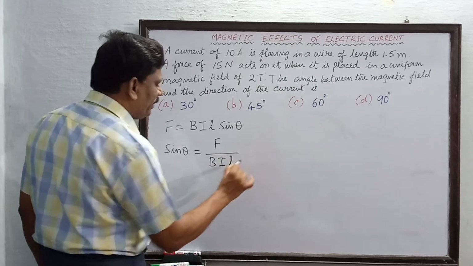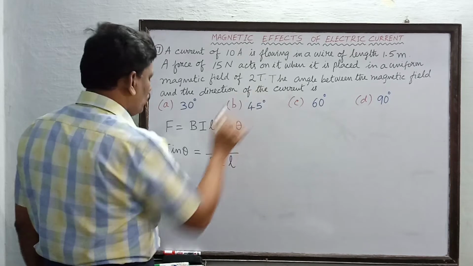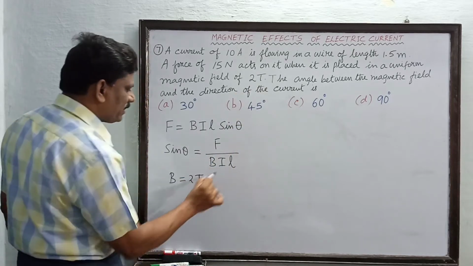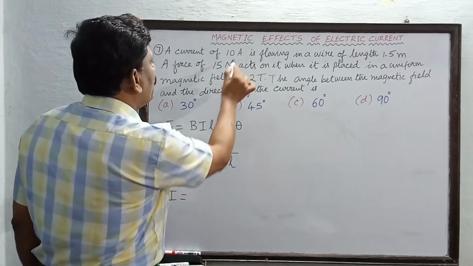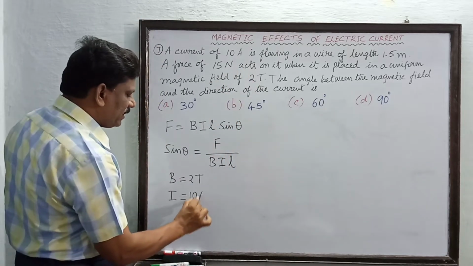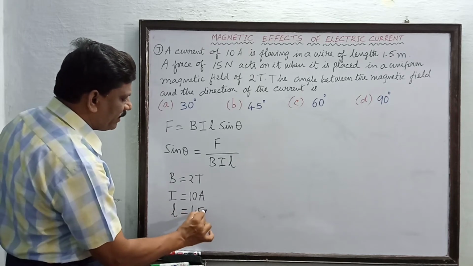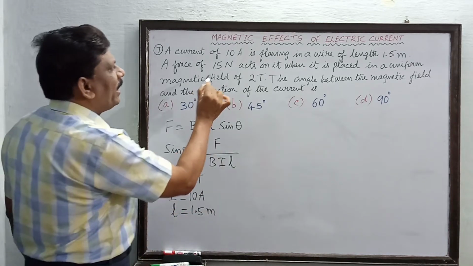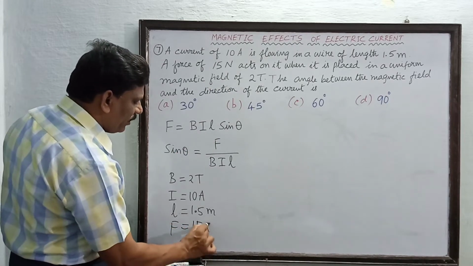Here B is equal to 2 Tesla. Current I is equal to 10 ampere. And the length L is equal to 1.5 meter. And the force acting on it is 15 Newton. So F is equal to 15 Newton.